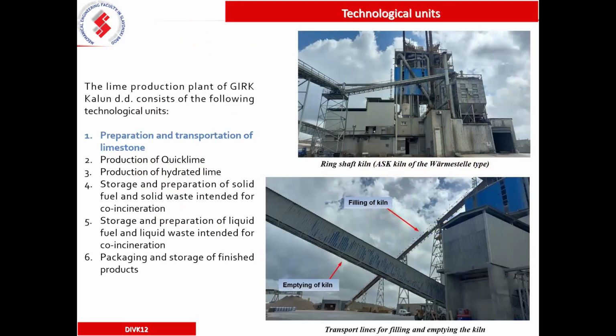Just a few slides so that maybe you have a better feeling of how the lime production plant of this company looks. It consists of the following technological parts. A very important one is the shaft kiln. On this figure, you can see the transport line for filling and emptying of the kiln with the stones, to be prepared practically, so that the limestones become lime at the end.